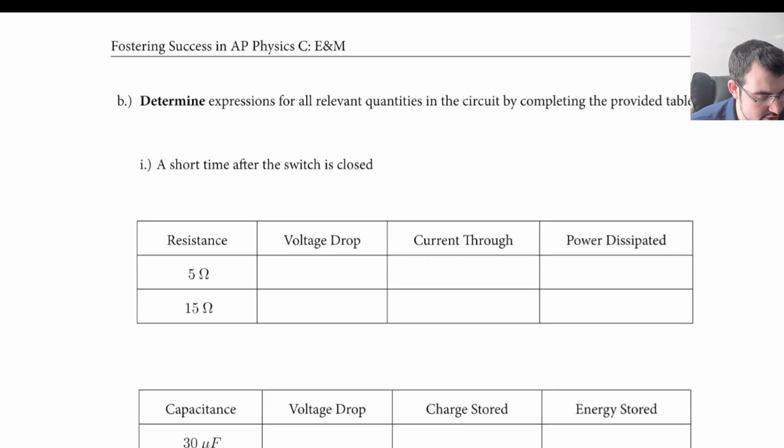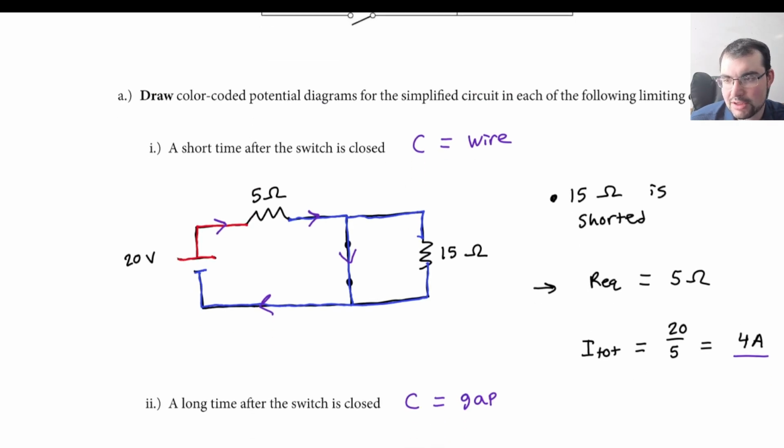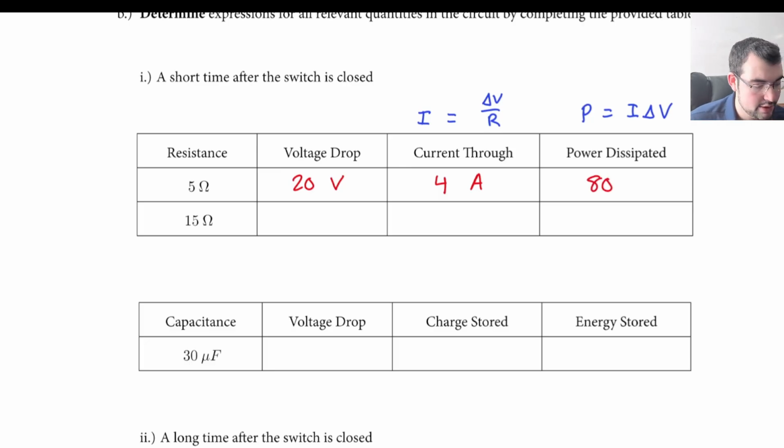Our 5 ohm resistor is the only thing receiving current right now, and we see my entire red to blue potential difference is across the 5 ohm. So all 20 volts are across it. So what's the current through that? Well, the current through that is going to be 4 amps, because Ohm's law says current is delta V over R. And then for my power, I'll pick my favorite of the expressions, or just the easiest one here, I delta V, and that gets 80. And the units, again, power is energy per second, so it's joules per second, which is 80 watts.